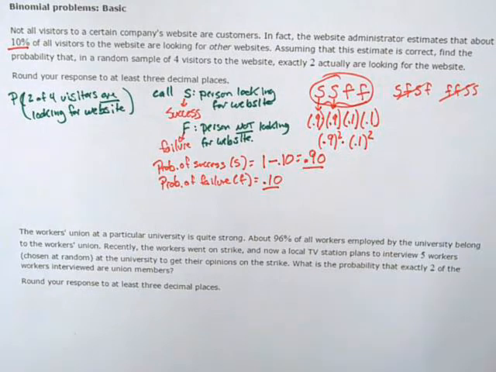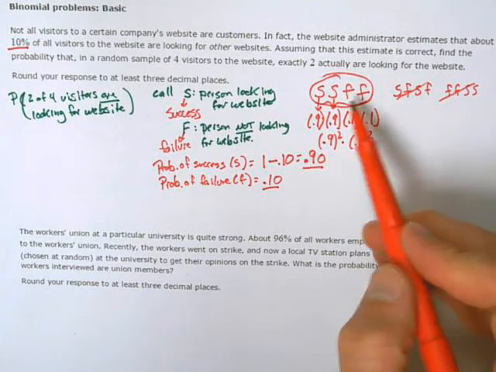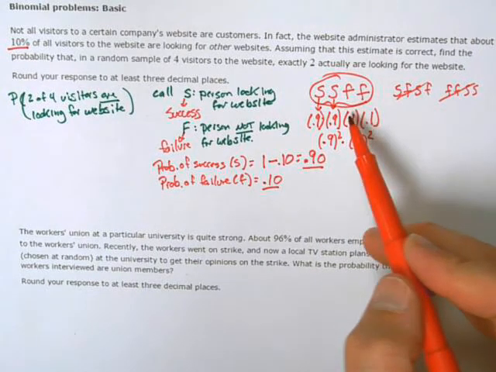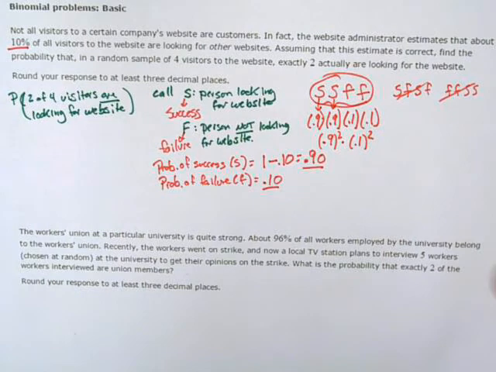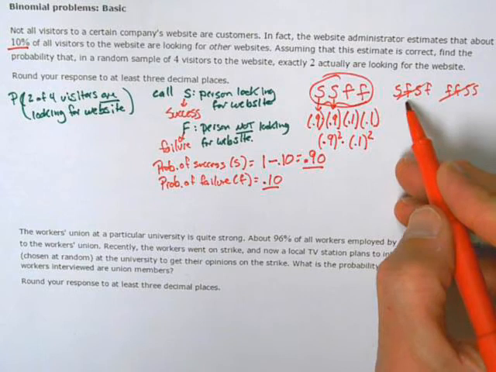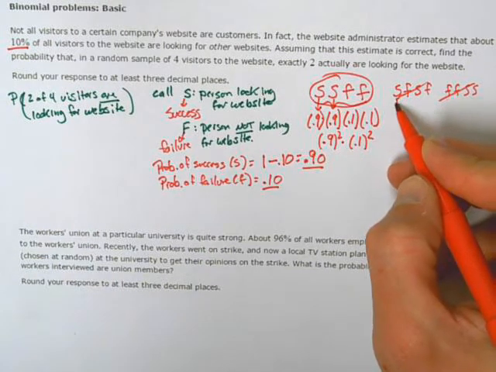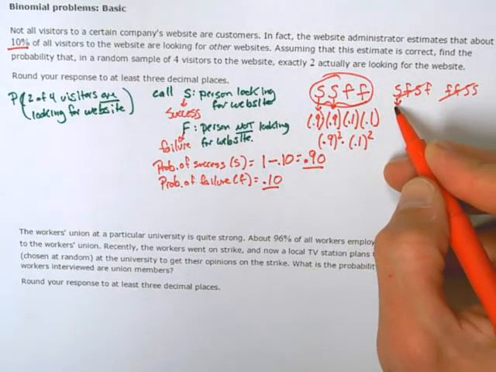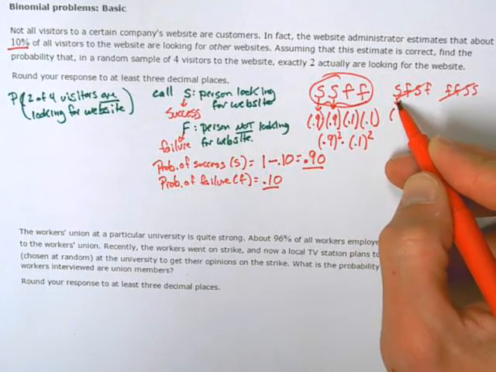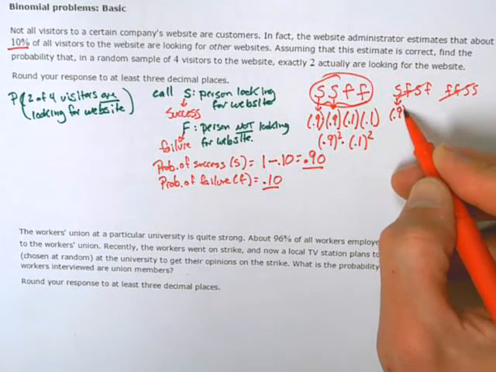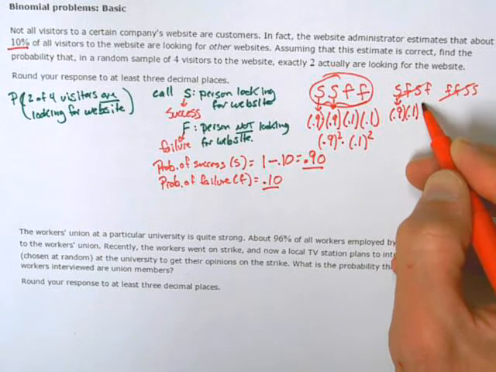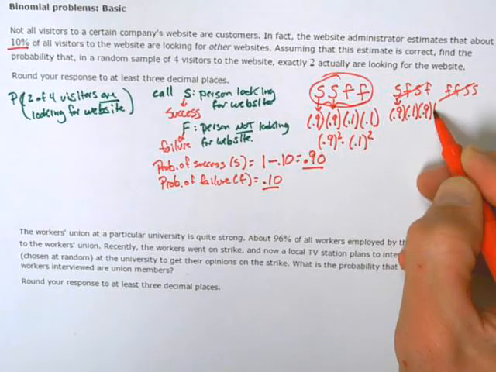But remember, there were other possible combinations of how 2 out of the 4 visitors could be looking for the website. For each one of these, just to show you that all these would be the same, if we did this one, it would still be probability of success 0.9, probability of failure 0.1, a success 0.9, a failure 0.1.